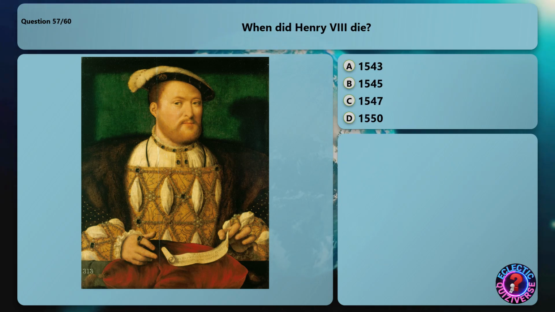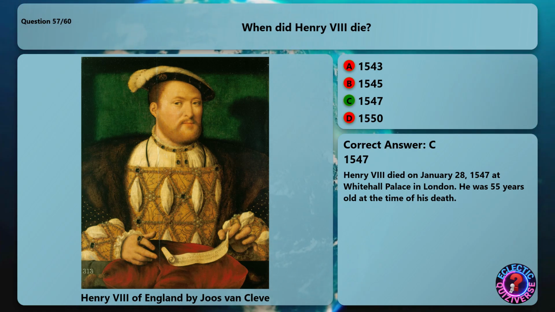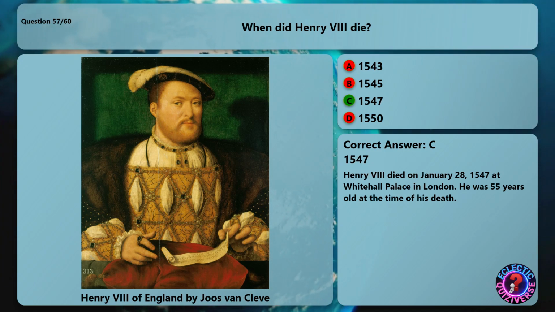When did Henry VIII die? The correct answer is 1547. Henry VIII died on January 28, 1547 at Whitehall Palace in London. He was 55 years old at the time of his death.